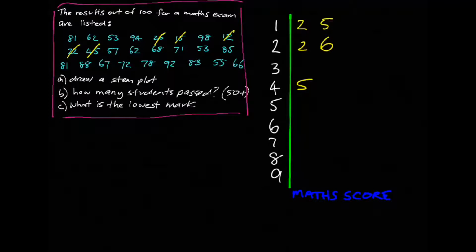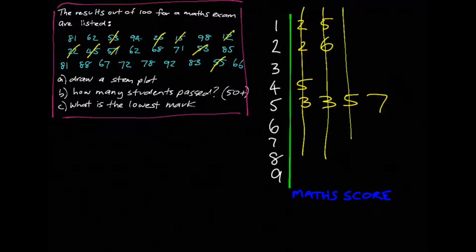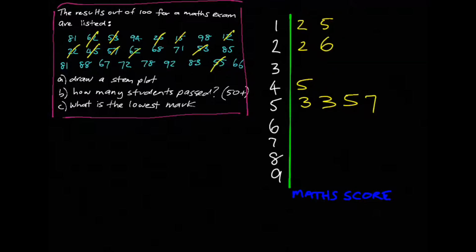And then we go on to 50s. We've got 53, 57, another 53, and 55. So we've got 3, 3, 5, 7. Let's make sure we do these in lines. Now the 60s are 62, 62, 68, 67, 66. So 2, 2, 6, 7, 8.